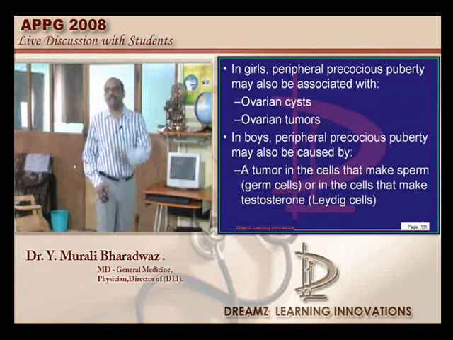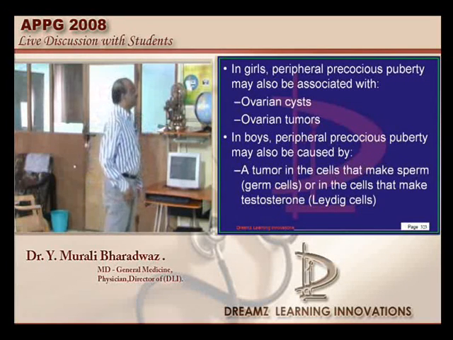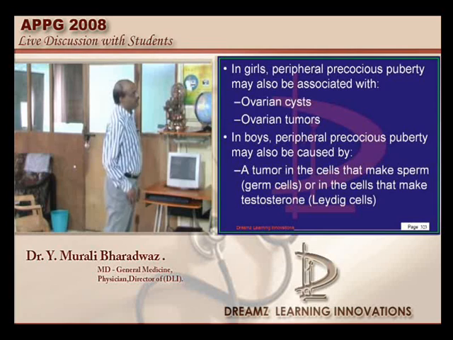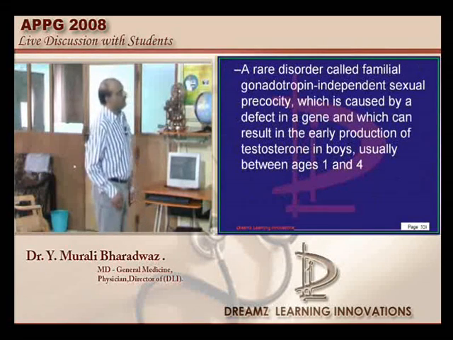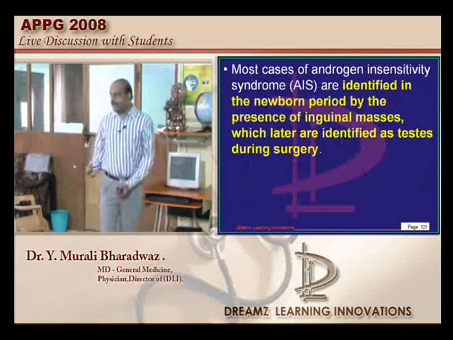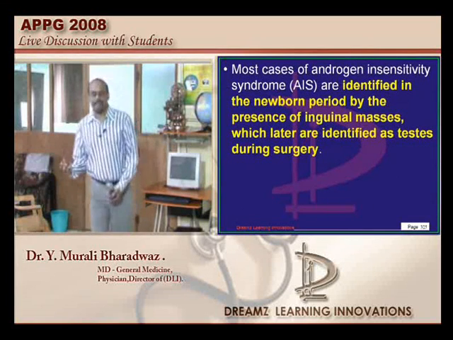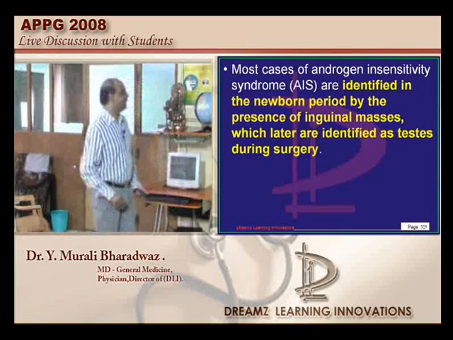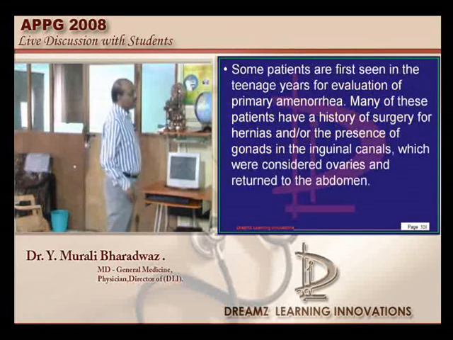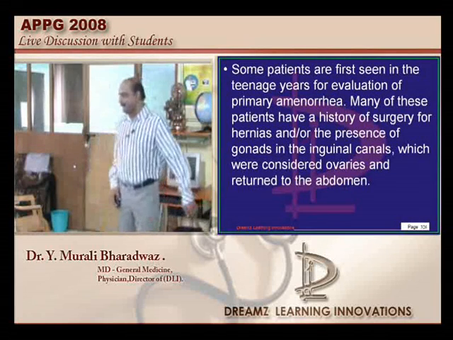How do testicular feminization syndrome children present themselves? There are two ways they can present. One is in the newborn period, they can have inguinal masses. So it is thought to be an inguinal hernia, surgery is done and the testis is found in that. In testicular feminization syndrome, what is the karyotype? XY is the karyotype. Then in the teenage, they can present with primary amenorrhea. So they don't present with precocious puberty.